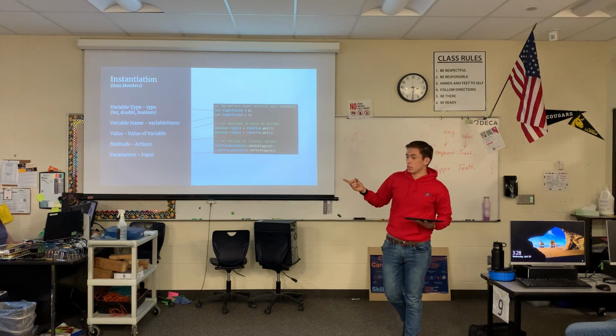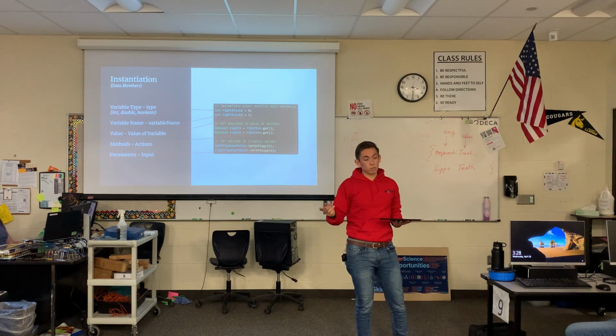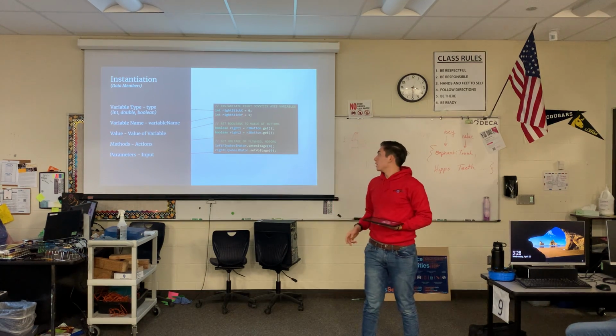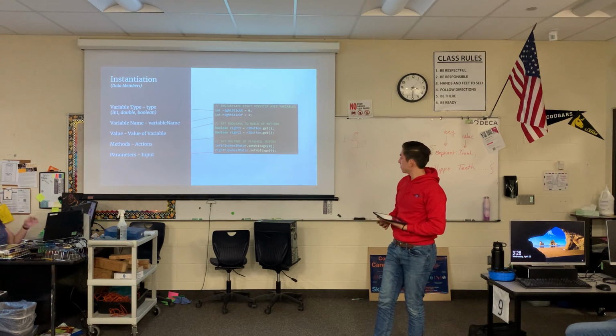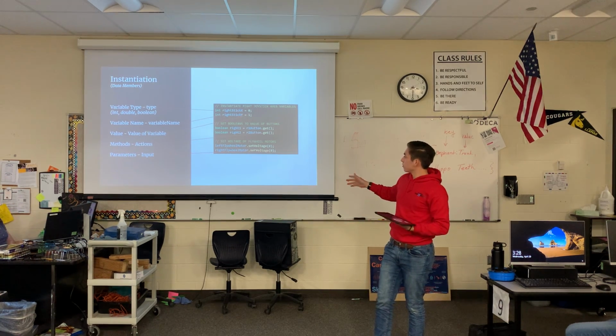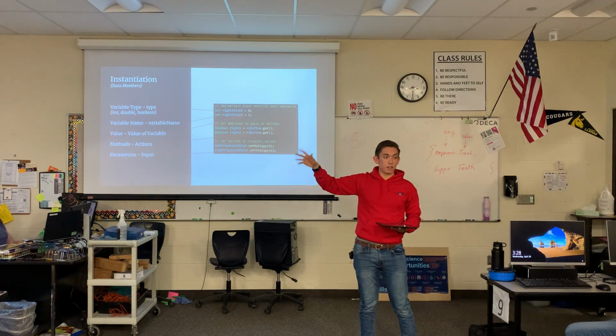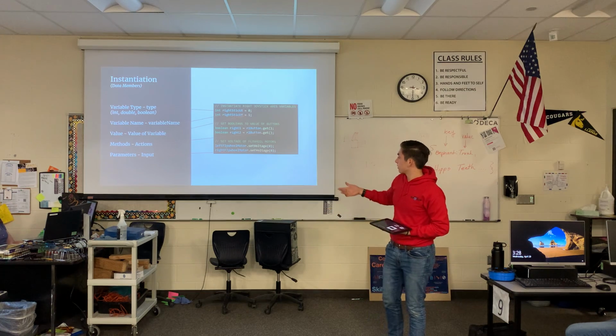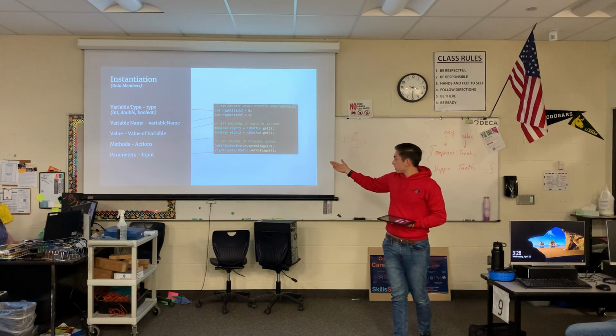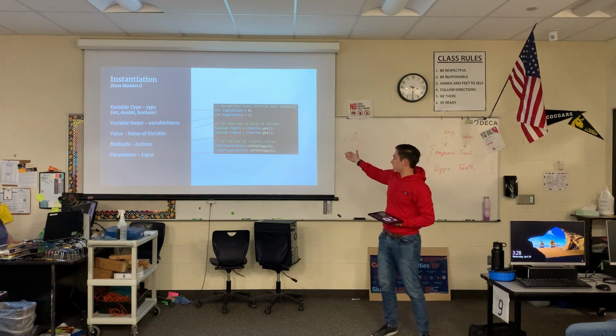A double is basically a number, but you can use decimals with it. And then a boolean is true or false. The variable name, same idea. You want to be able to store that value in a name. You don't want just random numbers floating around. You want to be able to access it. So you just give it whatever name you want. Then on the other side of the equal sign, you can assign the value of that variable.